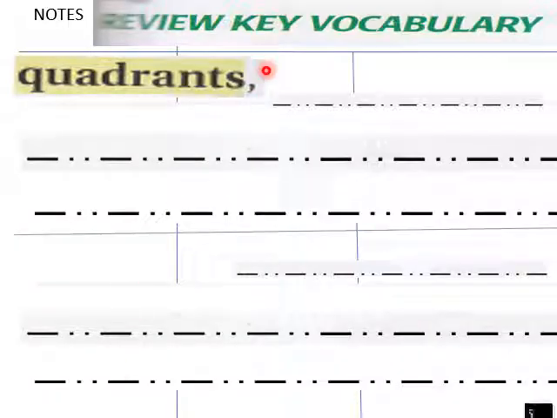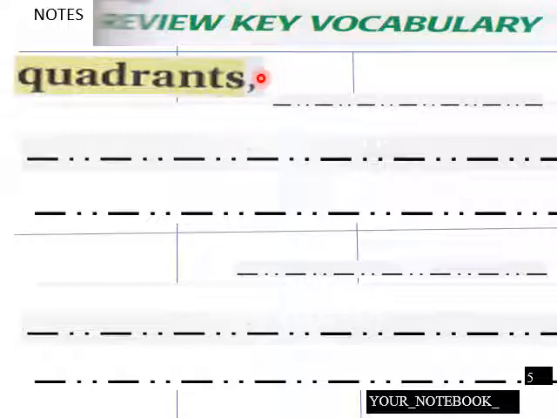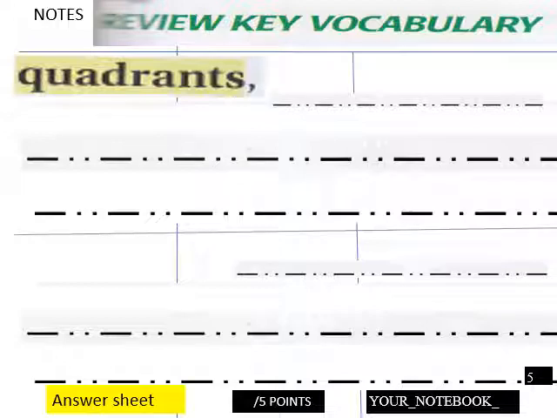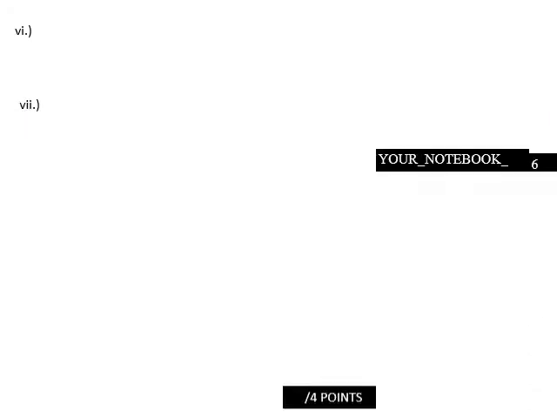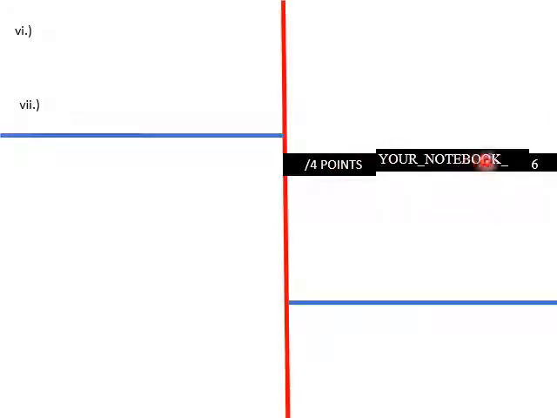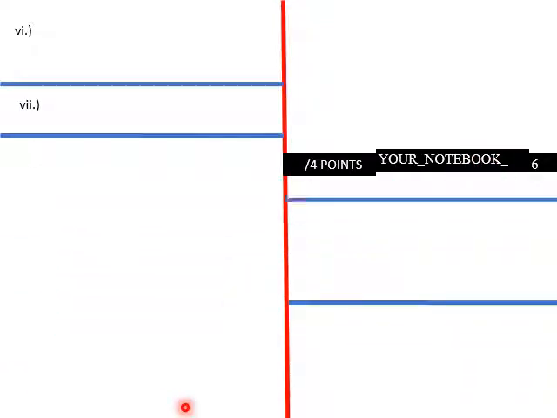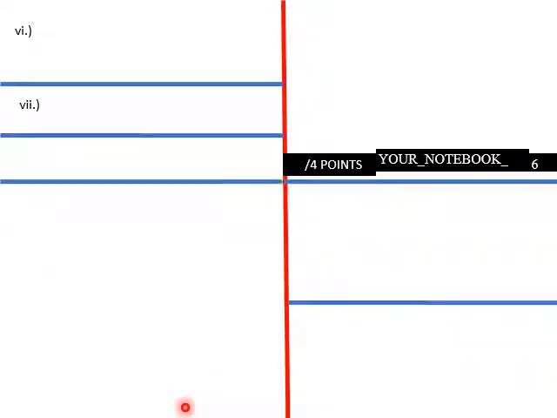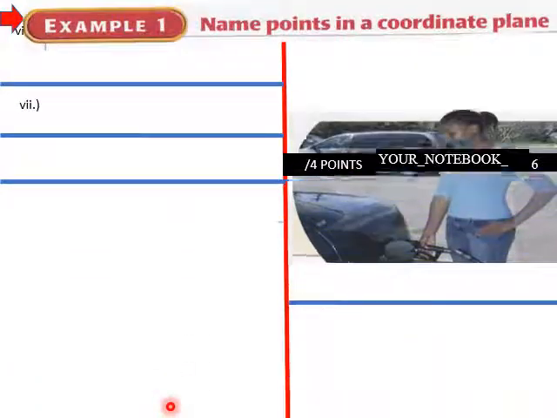Then here's a good time to define quadrant. Students, this goes in your notebook. I do notebook checks usually on Friday with all my students. This is another notebook entry here, page 6. You label that in your notebook for 3.1, page 6, notes.